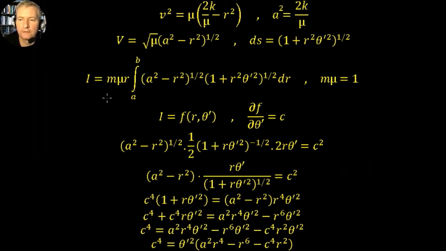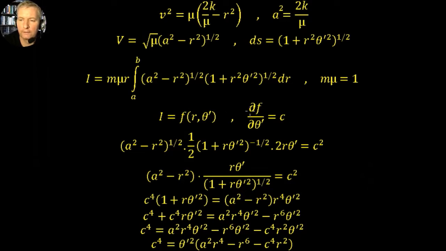So therefore we can say that the functional is going to be of the form I equals mu(r) integrated from some point a to b of a squared minus r squared to the power of a half times 1 plus r squared theta derivative squared to the power of a half, dr. We can simplify it if we just let the value mu equal 1. So we can see here that we have a functional, and the independent variable is r, and the only other part of this that has a dependence on r is the theta derivative.